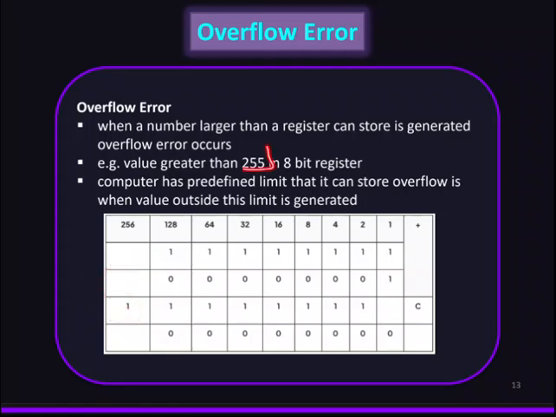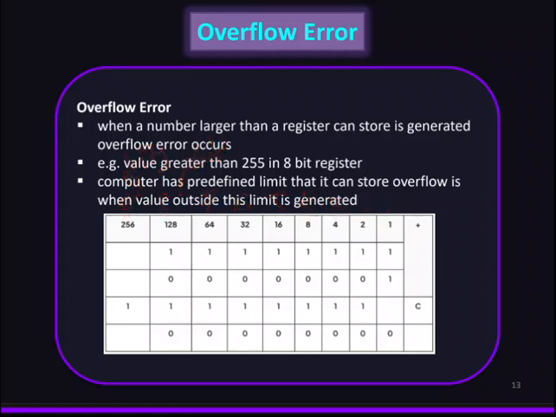So greater than 255, what is greater than 255? It's 256. So 1 is adding, that's why it's overflow. As 1 is adding, in 8 bit it will be the 9th bit. If we count 1, 2, 3, 4, 5, 6, 7, 8, and this is the 9th bit. This is the 8th bit.